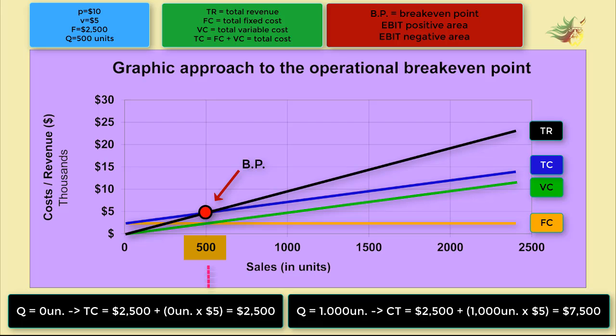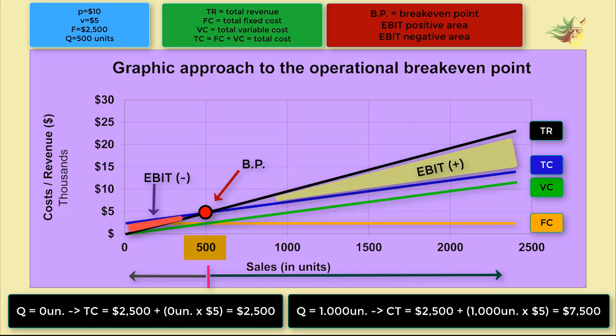Above 500 units, the operational result, or EBIT, is positive. This is the positive area of the EBIT highlighted on the graph. Below 500 units, the operational result, or EBIT, is negative. This is the negative area of the EBIT, also highlighted on the graph. That's it, the operational break-even point graph is ready.